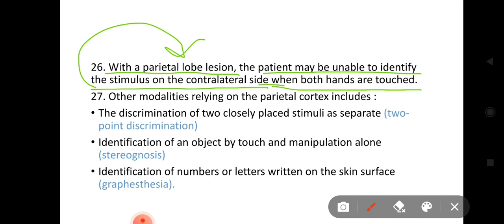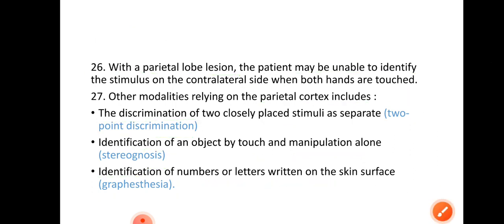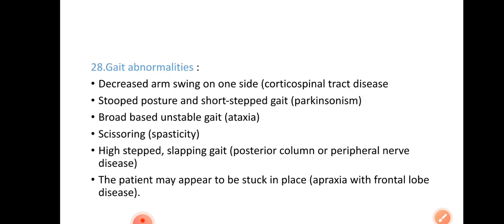Now other modalities relying on the parietal cortex. So what is 2-point discrimination? These all rely on the parietal cortex. So 2-point discrimination is the discrimination of two closely placed stimuli as separate stimuli; stereognosis is identification of an object by touch and manipulation; and graphesthesia is identification of numbers or letters written on the skin surface. So remember the definitions of these important modalities from the parietal cortex.